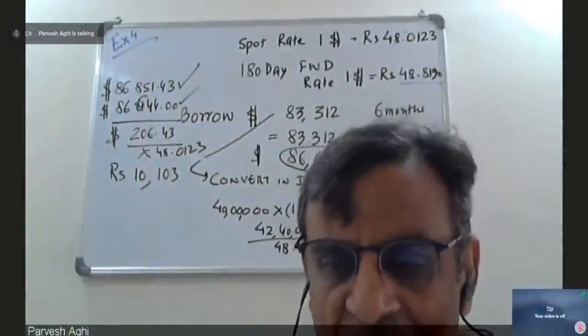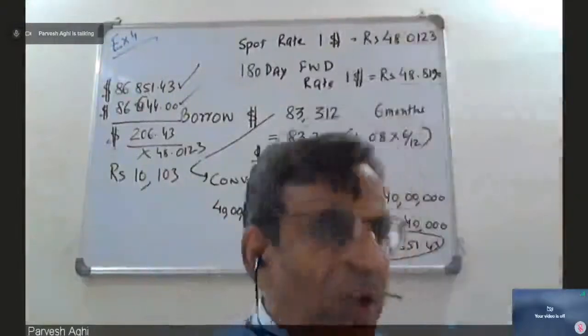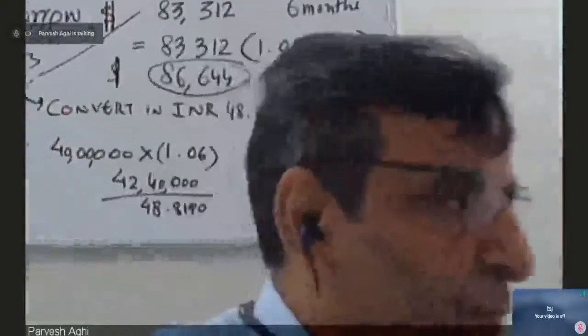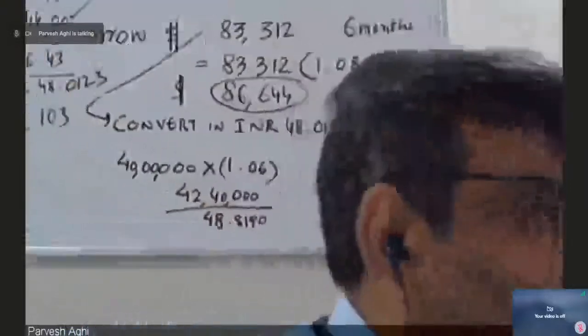Okay, I think some theory is there. Let's understand about the foreign exchange markets. Who are the participants? Who are the people in the foreign exchange market? The first is the bank.